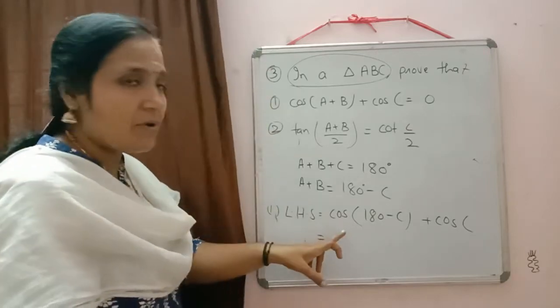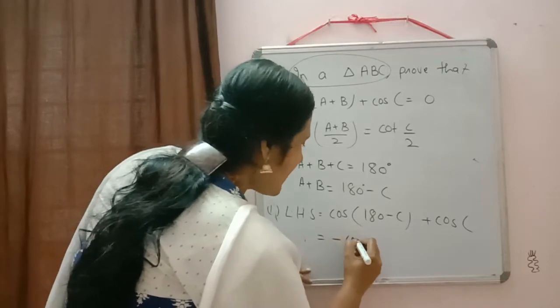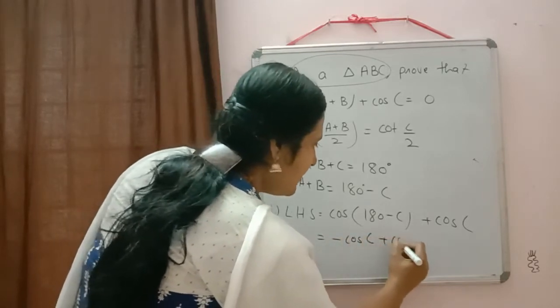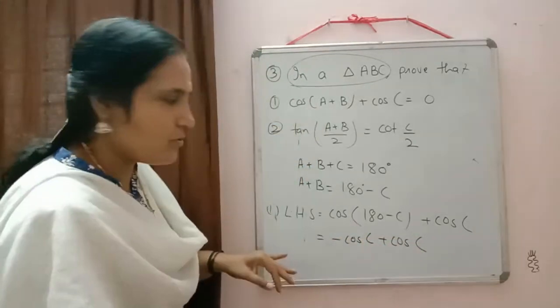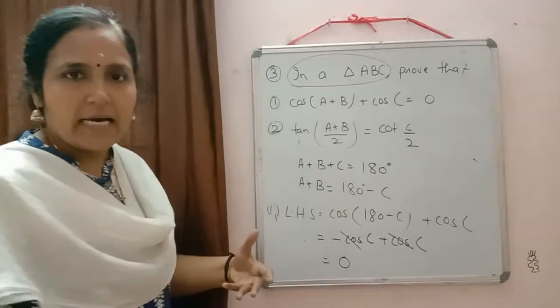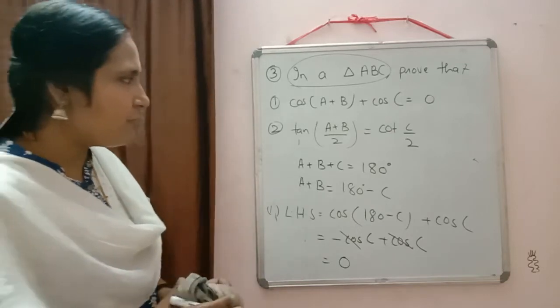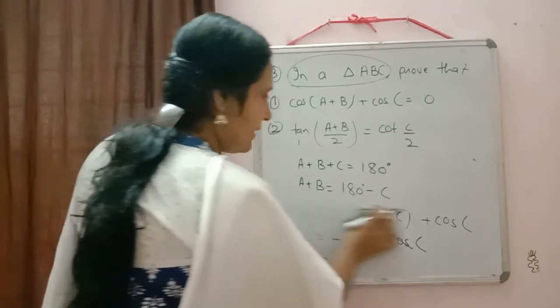And in the second quadrant cos is negative. So it will be equal to minus cos C plus cos C. So both will get cancelled and the value will be equal to 0. Clear? Okay. Now, the next one: we have to prove tan (A plus B) by 2.